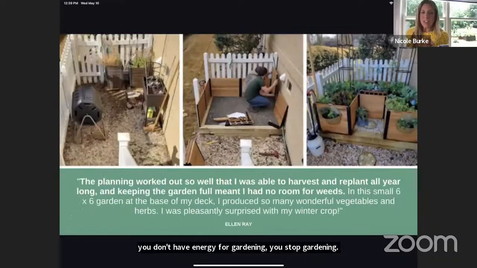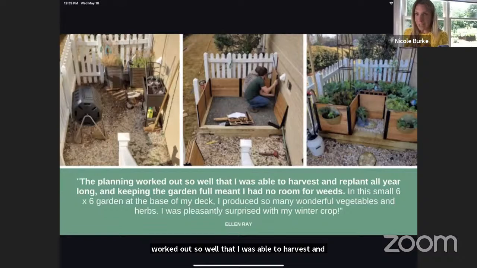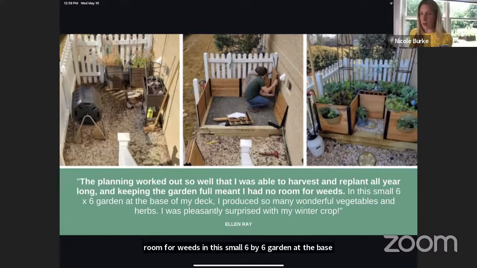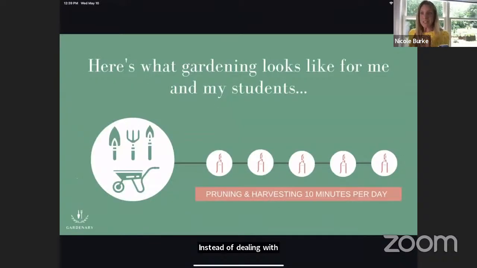This is Ellen. She says, the planting worked out so well that I was able to harvest and replant all year long, keeping the garden full. Look at this. Keeping the garden full meant I had no room for weeds. In this small 6x6 garden at the base of my deck, I produced so many wonderful vegetables and herbs. I was even surprised with my winter crop. All right, so she literally took the words out of my mouth. Instead of dealing with weeds and frustration, she's harvesting. That's the goal. That's where we want to get to.